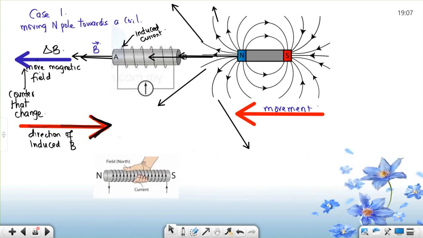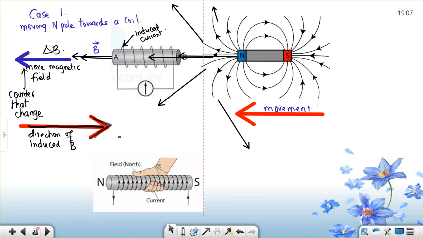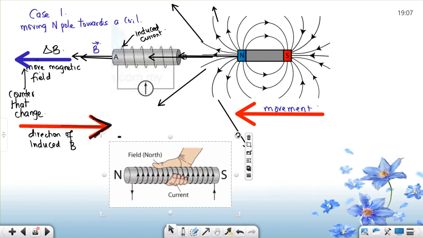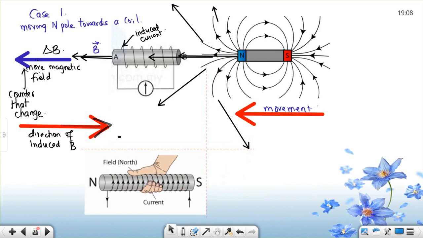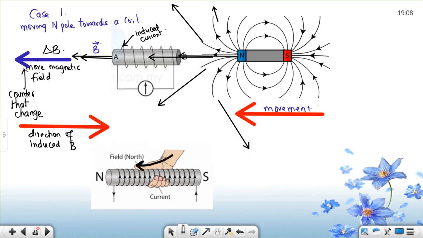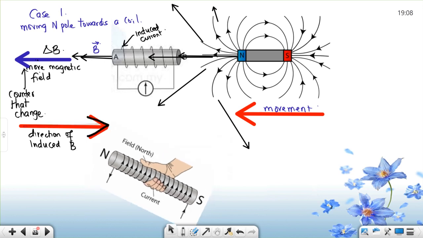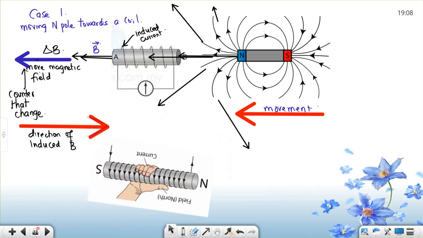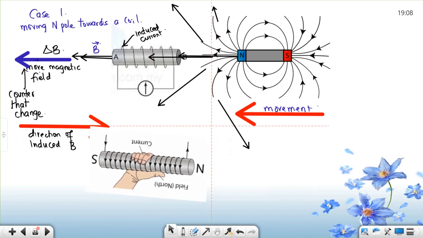Remember, in a solenoid, it's the opposite, right? The thumb will then be pointing in the direction of the field. Check this diagram. This is wrong. My thumb is pointing towards the left. Wrong. The field is pointing towards the right. So you need to turn your hand around until your thumb points towards the right. Okay, looks like we got our thumb pointing to the right.